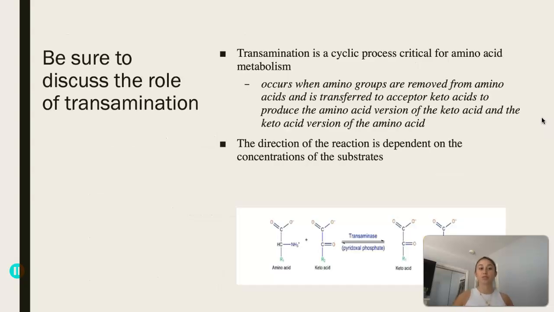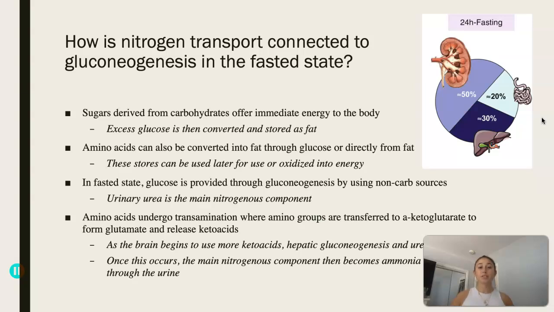So, to further discuss the role of transamination, transamination is a cyclic process critical for amino acid metabolism. It essentially occurs when amino groups are removed from amino acids, and then further transferred to an acceptor keto acid. So this produces an amino version of a keto acid and the keto acid version of an amino acid, which is shown in the photo below. So this process is incredibly reversible, so the direction of the reaction is highly dependent on the concentrations of the substrate. How is nitrogen transport connected to gluconeogenesis in the fasted state?